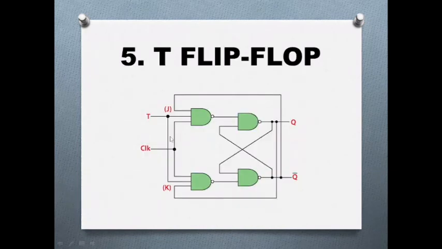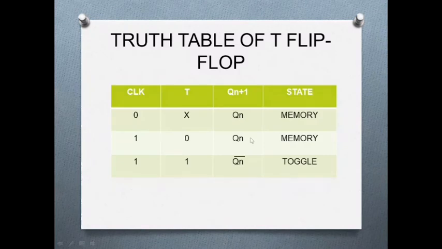A T flip-flop is also known as toggle flip-flop because of its toggling operation. It is a modified form of JK flip-flop, constructed by connecting the J and K inputs together, creating a single input called T. This is why T flip-flop is also called a single input JK flip-flop. This is the circuit diagram. Now for the truth table. From this table, it is clear that T flip-flop only has two states, that is the memory state and the toggle state.